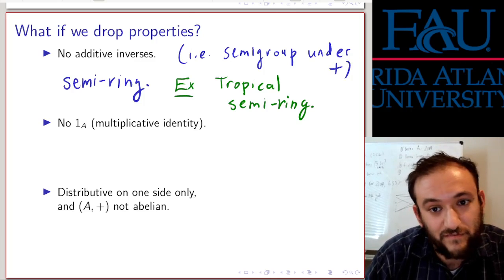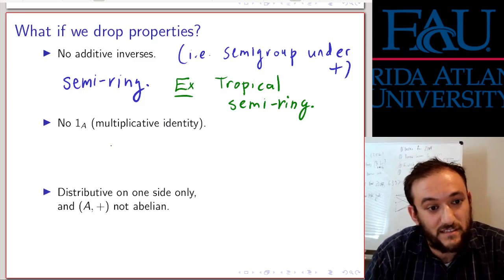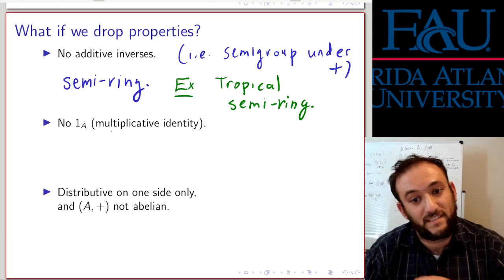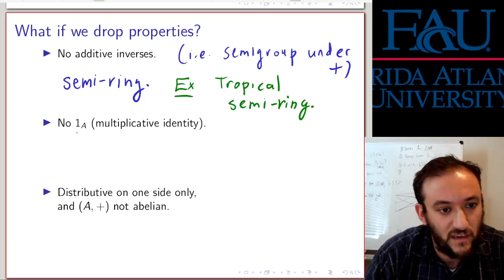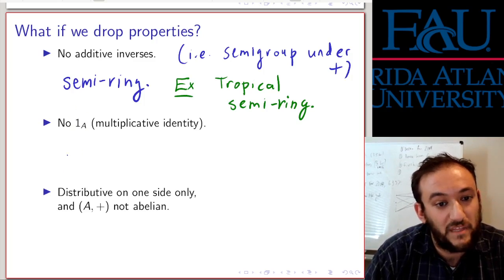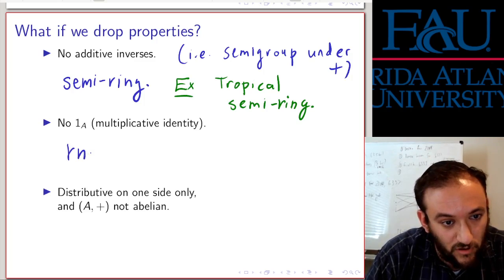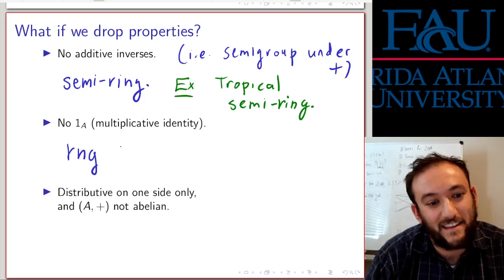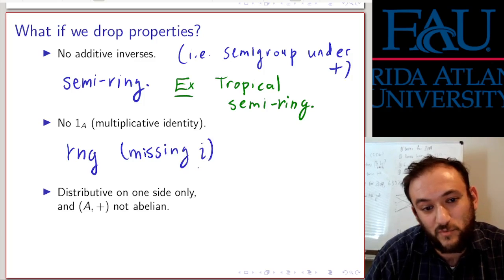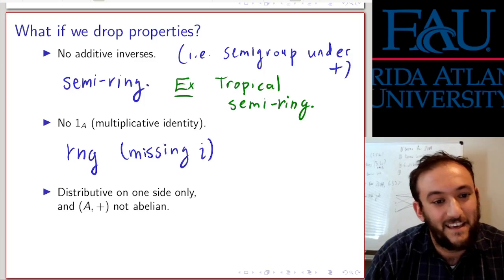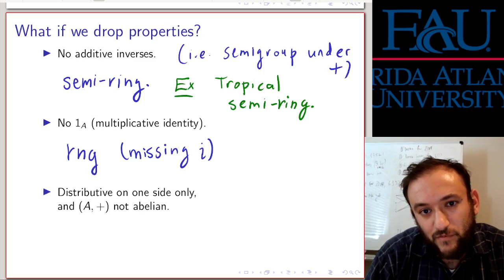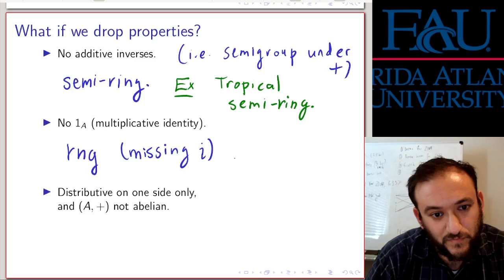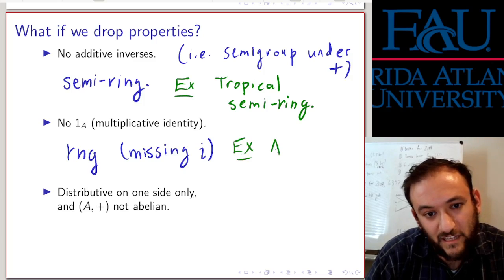Let's say instead of leaving out additive inverses, we don't require the multiplicative identity. As we said before, this was not always required by earlier sources, but these days if you have no multiplicative identity, what's left is called a rung. The idea being that it's missing the I, which would be your multiplicative identity. And for these, you could basically think of this as any two-sided ideal in a ring.